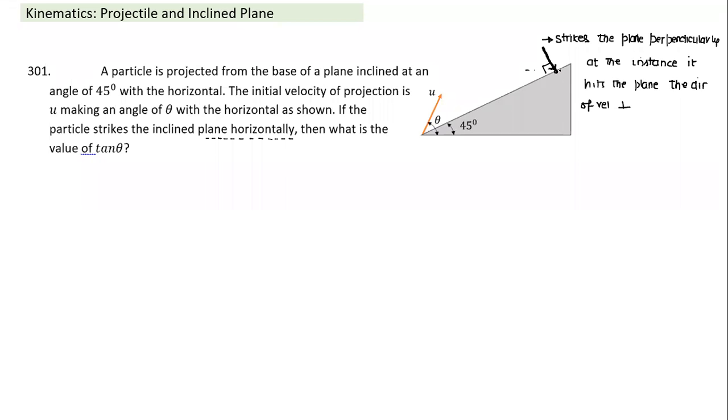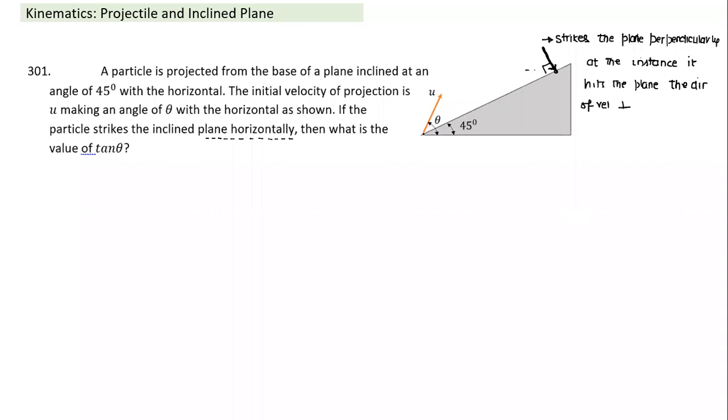So that's one way you can say hitting the plane perpendicularly, which gives you the direction of velocity at the instance it hits the inclined plane. When we say it hits horizontally, what does it imply now? Now you should tell me, what does hitting the plane horizontally mean? Or I will tell it the other way. It hits the plane horizontally means at the instance it hits the inclined plane, its velocity is horizontal.